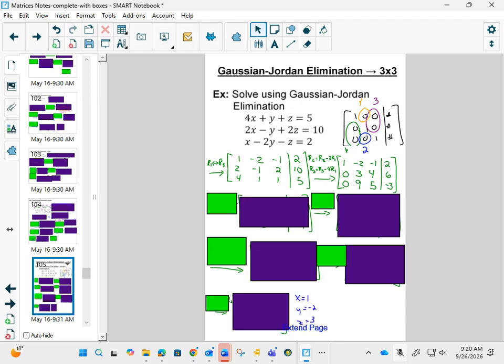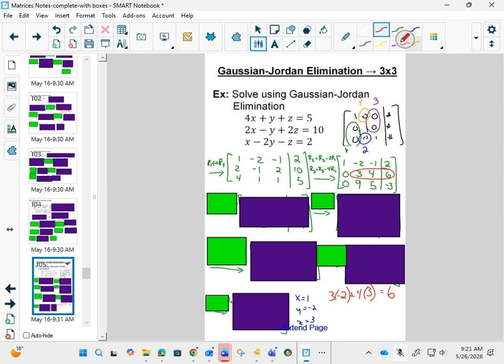I can do a quick check, right? I'm going to circle this one here in red: 3, 4, 6. Is it correct? If it's correct, then 3 times negative 2, because y is supposed to be negative 2, plus 4 times 3, because z is 3, is supposed to equal 6. Double check it. Is that row correct? Yes.